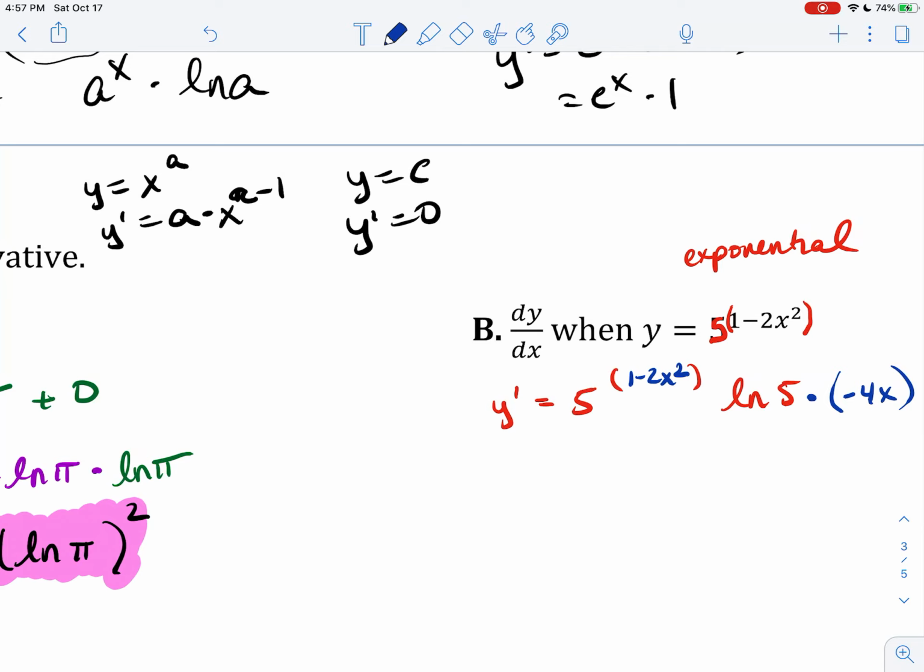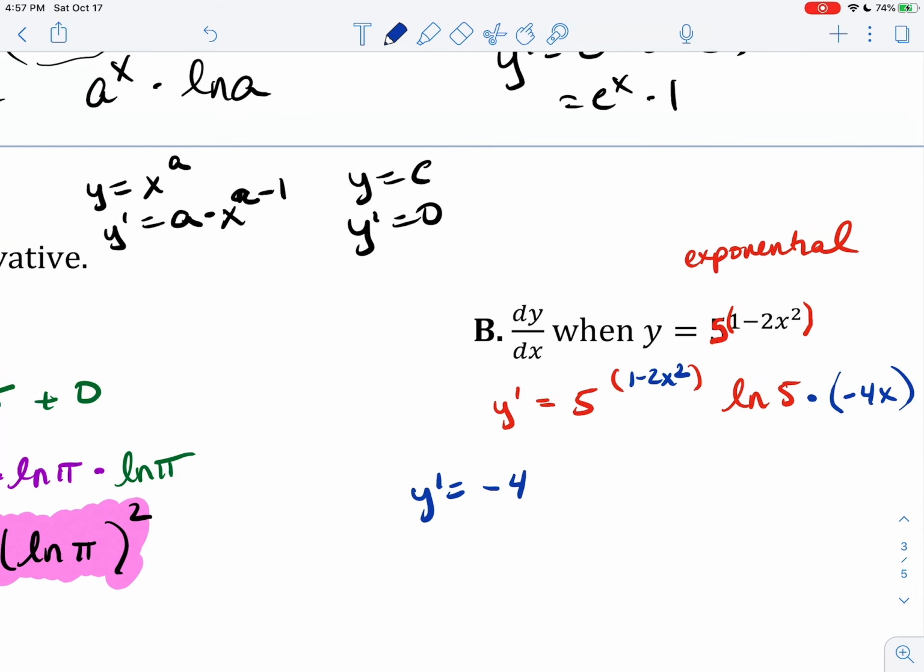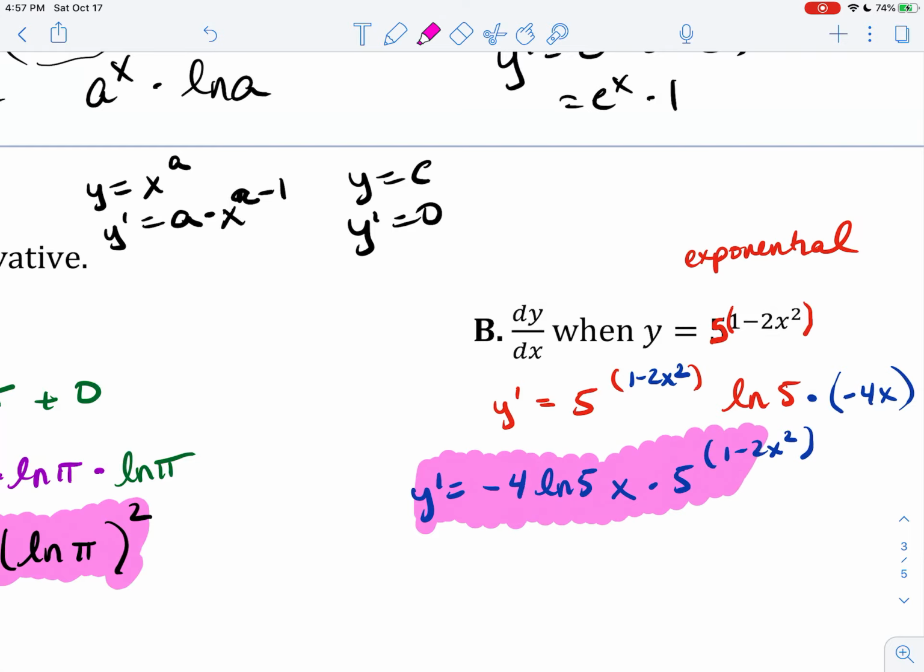And so I'm going to put a lot of the coefficients in the front, and I might say that this is equal to minus 4 times the ln of 5x, right? And then multiply by 5 to the 1 minus 2x squared. And that would be our derivative function.